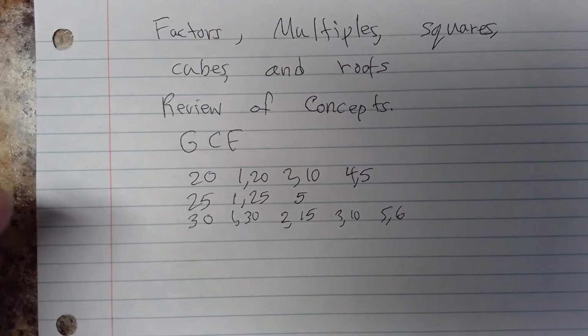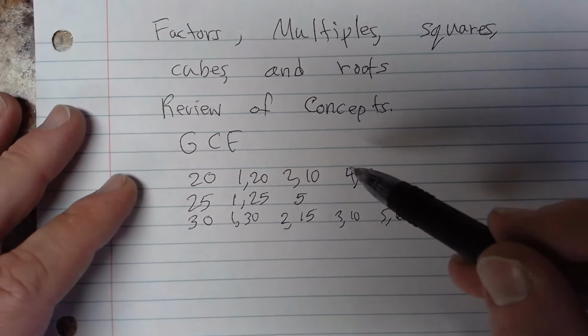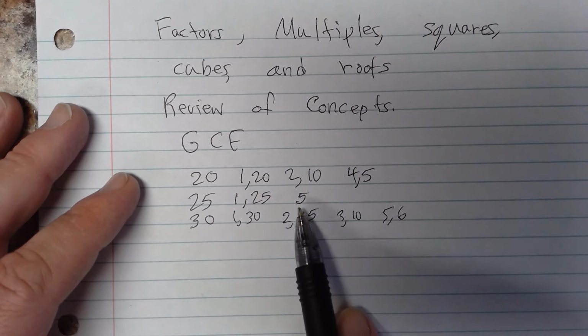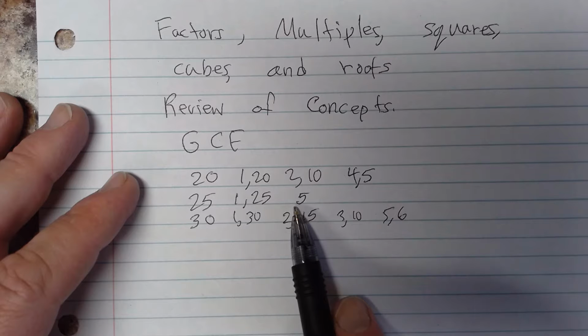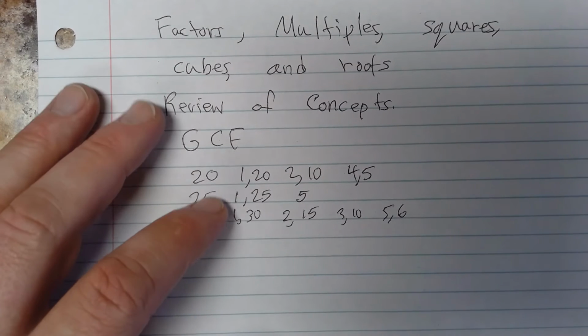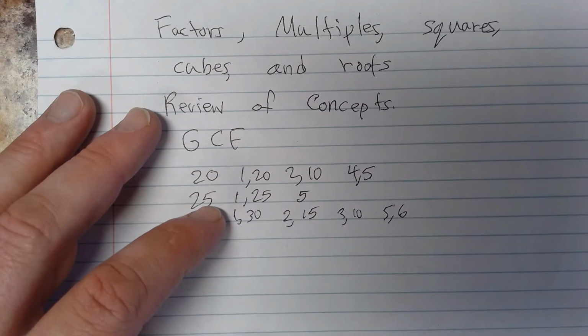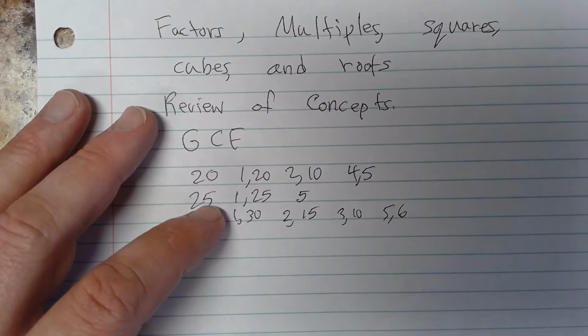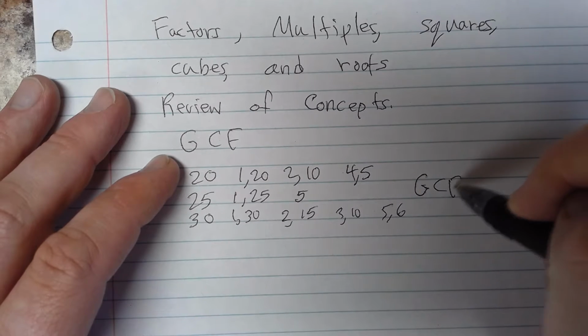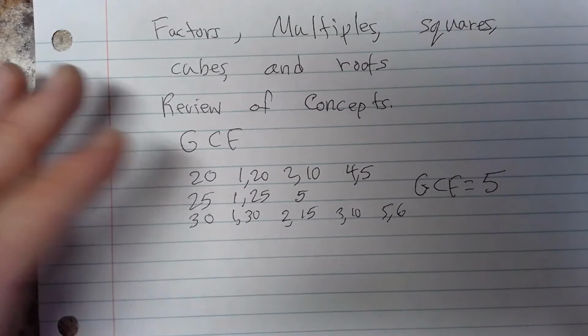So the greatest factor that all these three have in common would be 5. It shows up 3 times here, and it's the biggest one. They all have 1, but 1 is not the biggest. We're looking for the biggest one that they have in common. So the only ones that all 3 of them have are 1 and 5, and so we simply say that the greatest common factor equals 5.